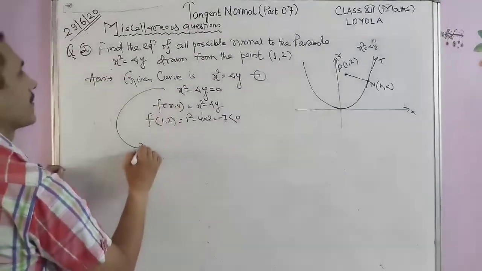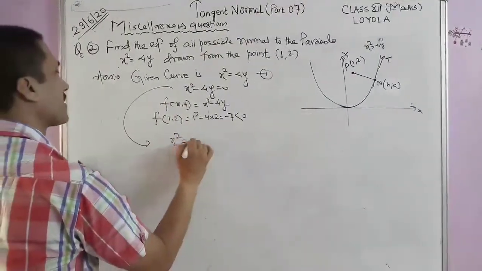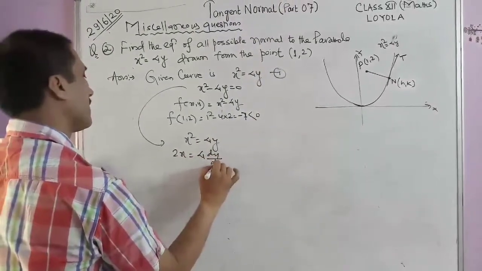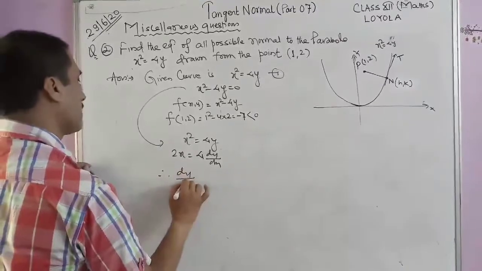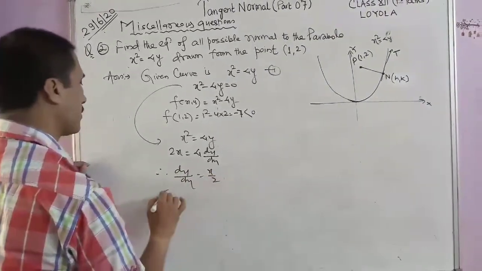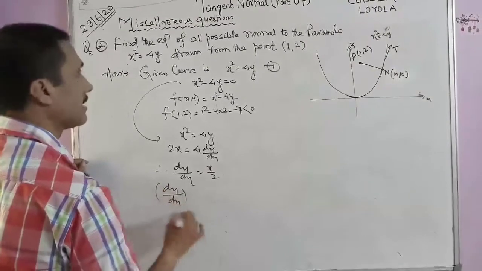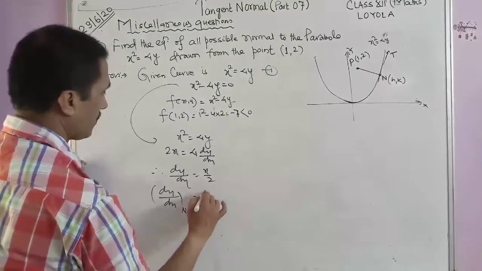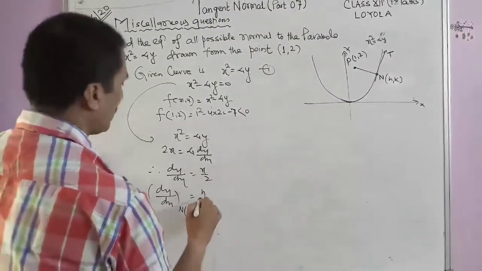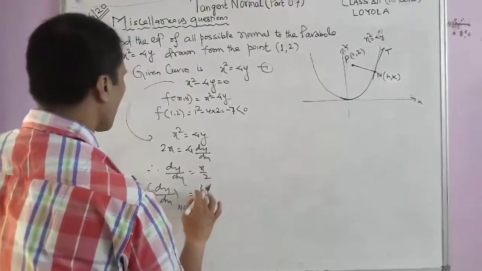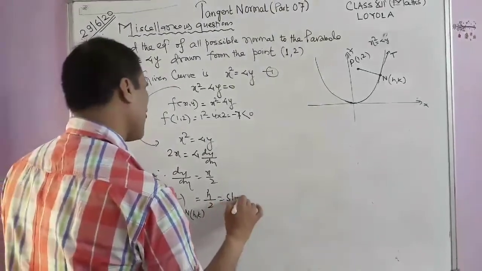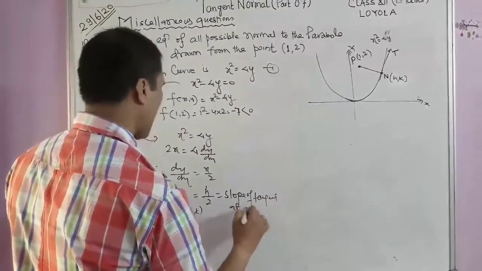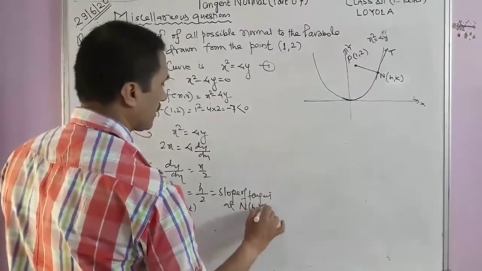First of all, we differentiate it: 2x = 4 dy/dx, therefore dy/dx = x/2. dy/dx at N (h, k) is obviously h/2. This is the slope of the tangent at the foot of perpendicular (h, k).